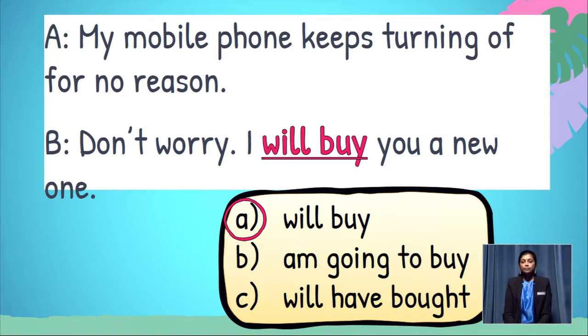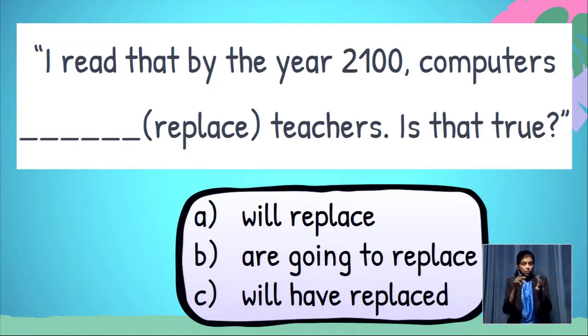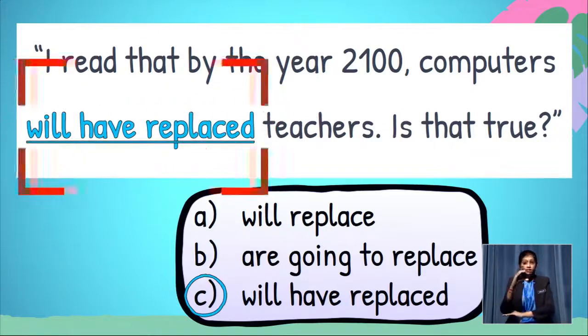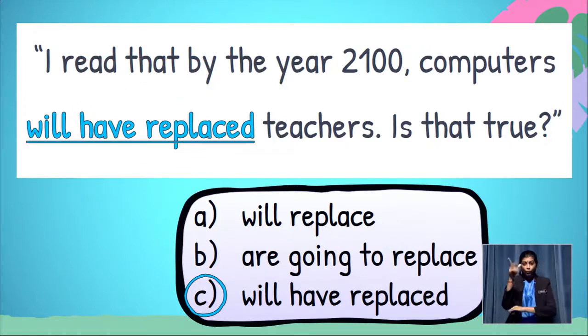I read that by the year 2100, computers will replace teachers. Is that true? A, will replace, B, are going to replace, and C, will have replaced. The answer is C. Computers will have replaced teachers, which is the future perfect simple form.